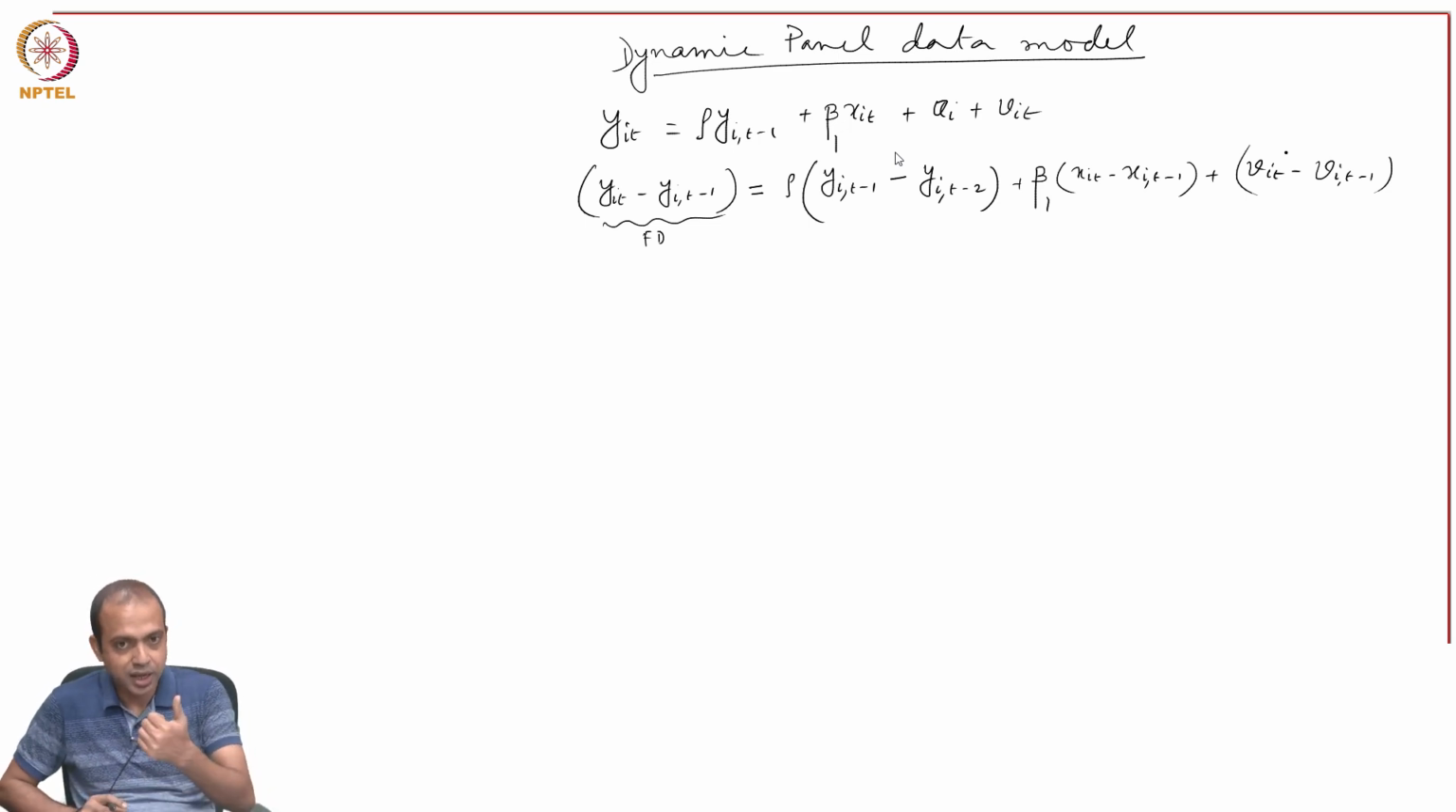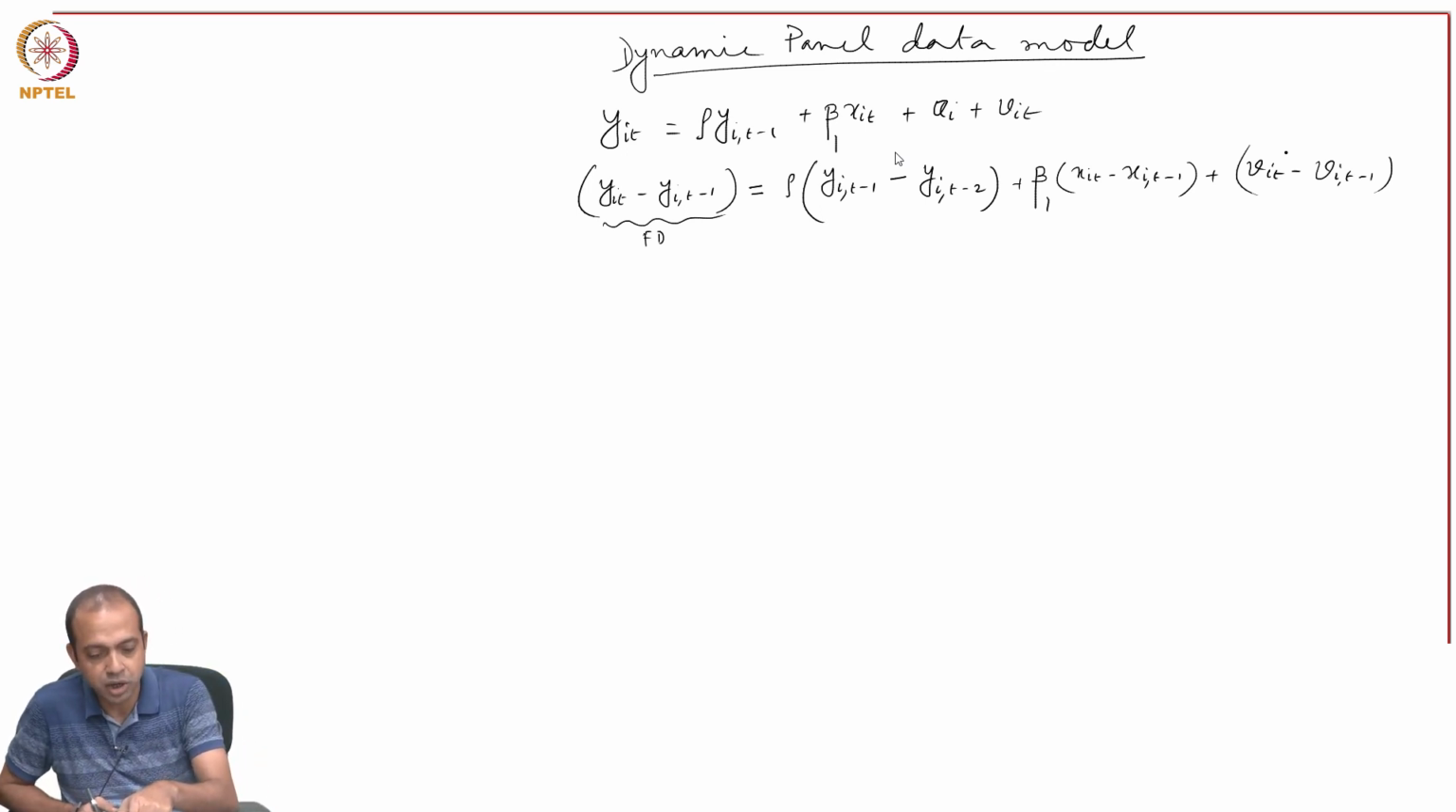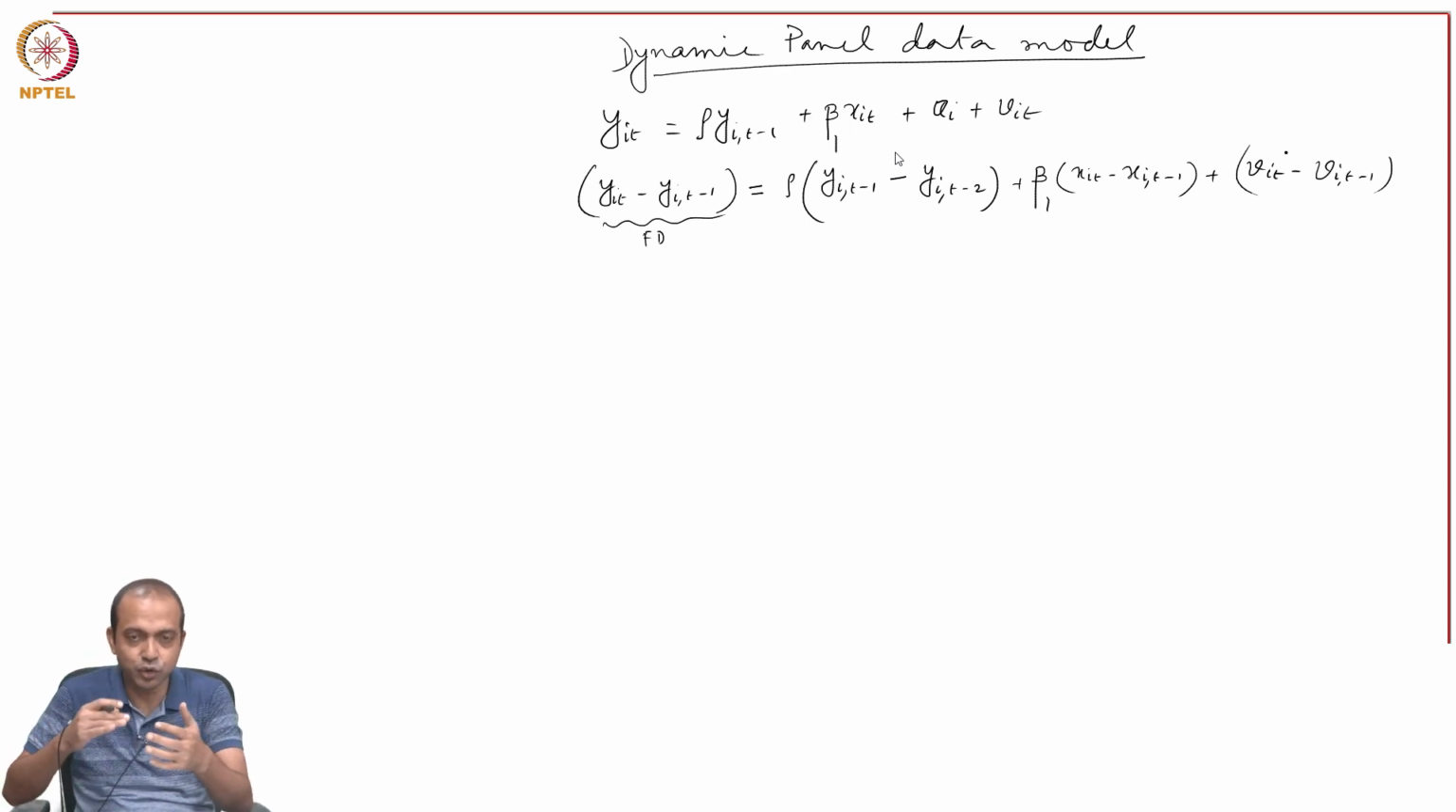Then we said, what is the solution? The solution was the forward orthogonal deviation. Instead of deducting the previous value from the contemporaneous one, we subtract the mean value of all the future available information from Y_it. And in that case, even if some of your observations are missing, we can always compute the average. So this average value is available for all the periods except the last one, and in that way you can minimize the loss of observations.